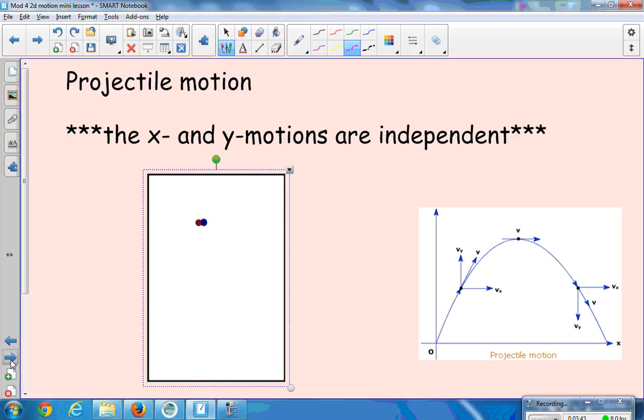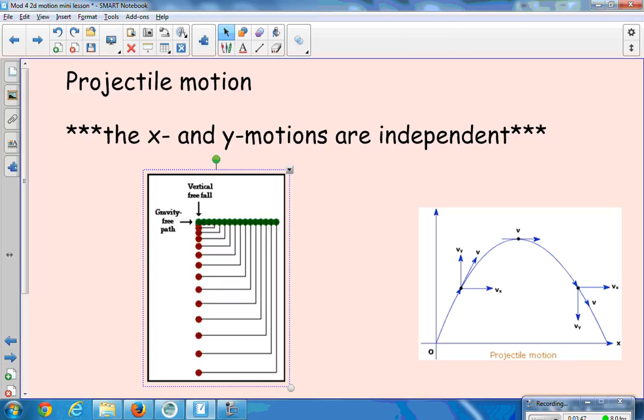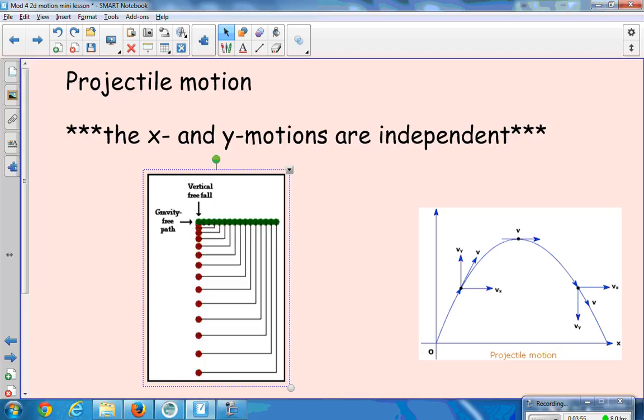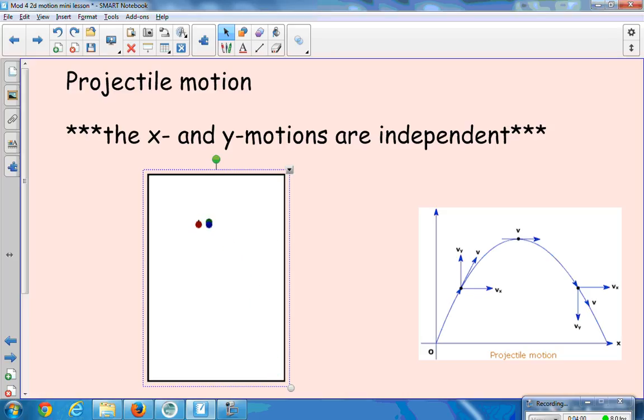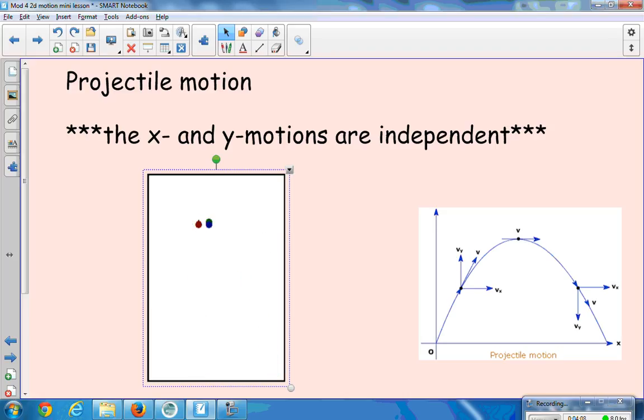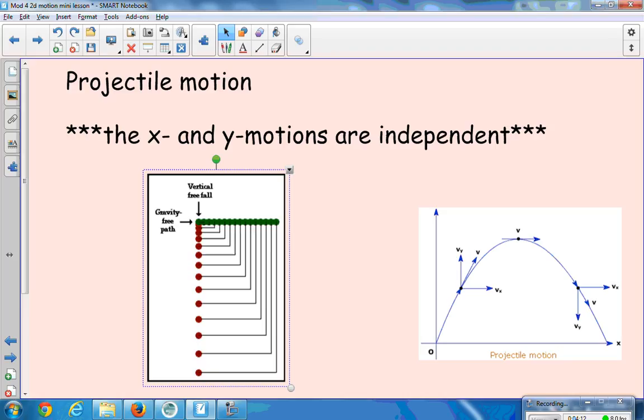Now I want to talk about a special kind of 2D motion called projectile motion. Officially, a projectile motion is any object that is only under the influence of gravity. This could be something dropped, thrown, shot, whatever. One misconception that people have is that if you throw something or hit something with a racket or shoot it from a gun, the object will be speeding up after it leaves your hand, the racket, or the gun. That's not true.